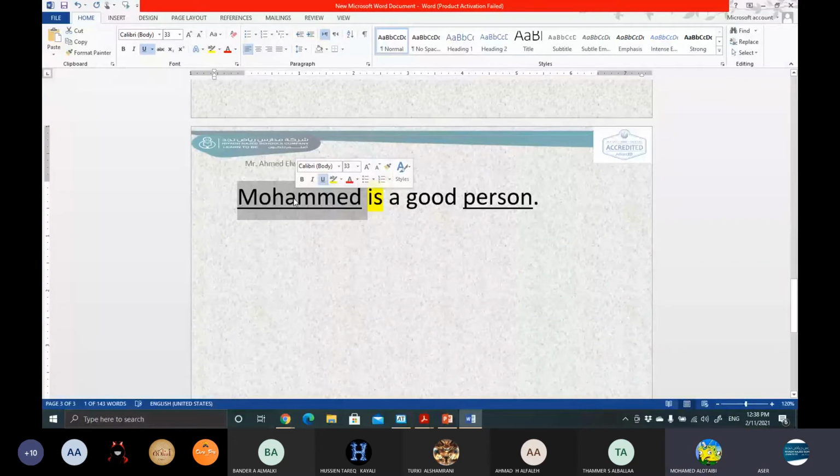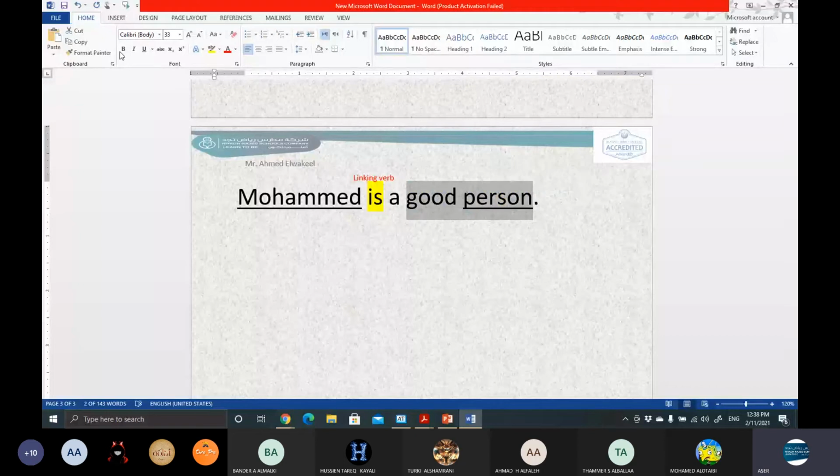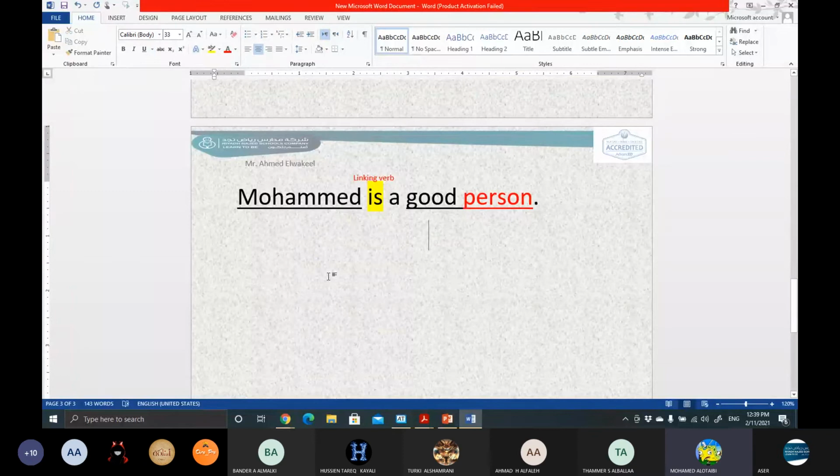Is is a linking verb, and good person here, all of it tells us about Muhammad. Of course, good is an adjective, and person is the direct object. So Muhammad is a person. It modifies, simply, whether Muhammad is a good or bad person, like the properties of Muhammad.